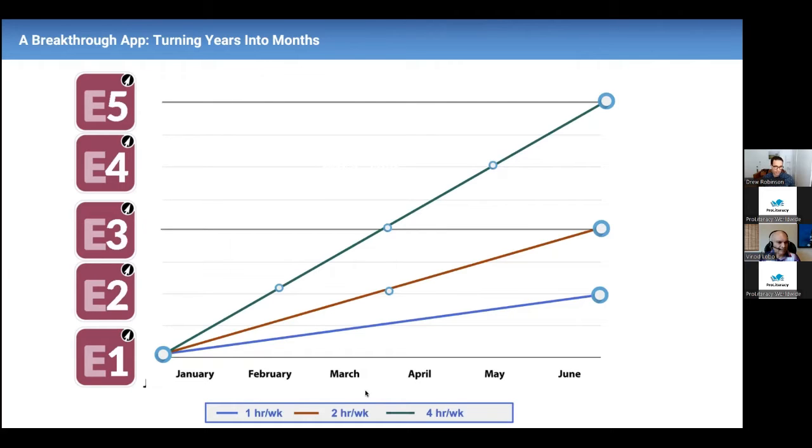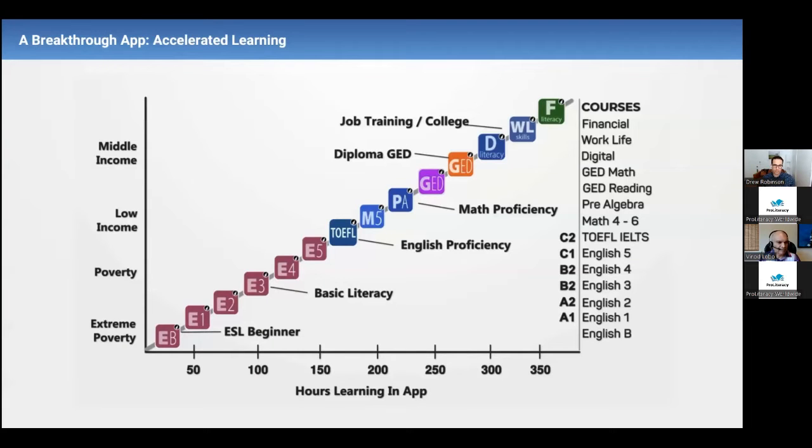You can see the magic happens though when we can get to 2 and 4 hours a week. All of a sudden, we're getting through English 1 to English 5, that NRS level 4 or 5, in a 6-month period. And now we're really accelerating the growth. They're sharing these stories in their learning circles and encouraging each other to continue.